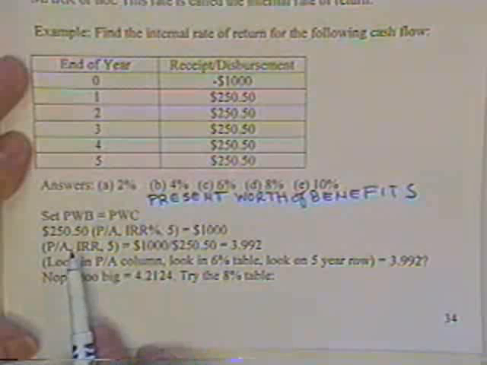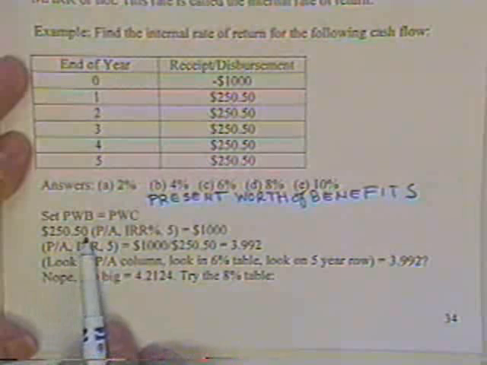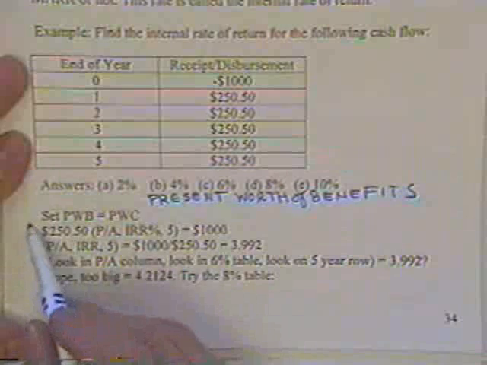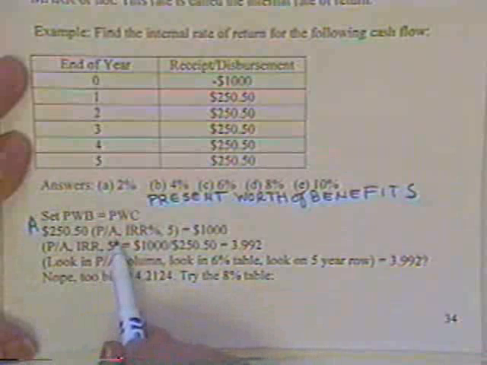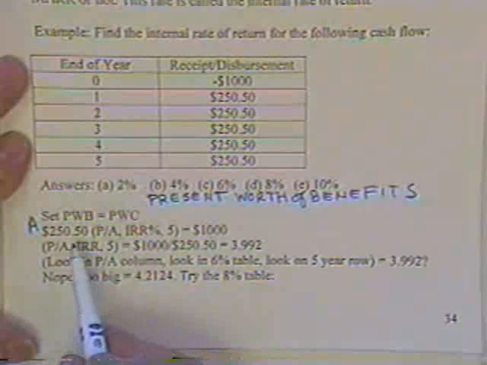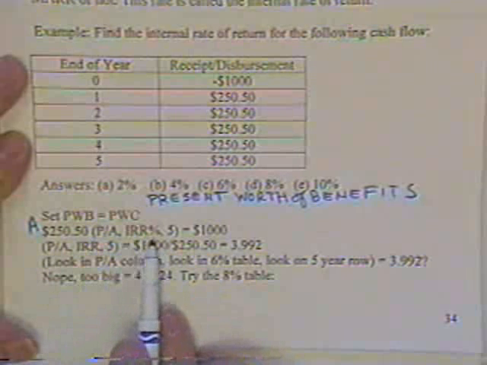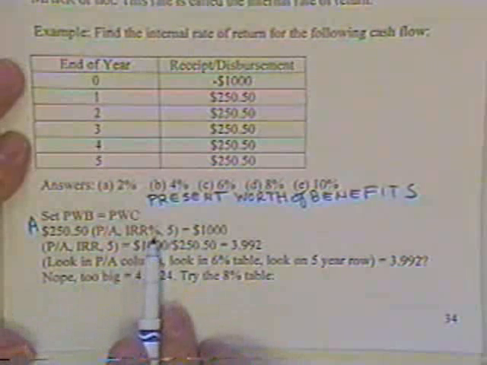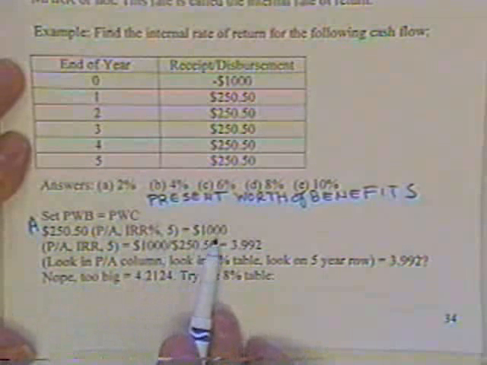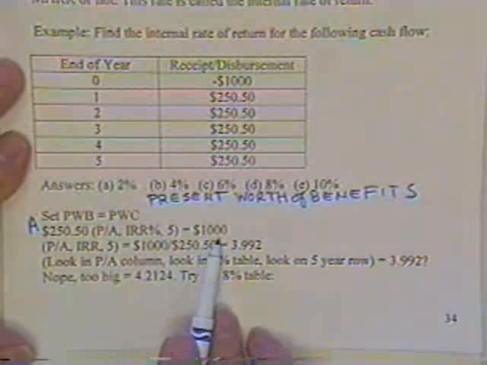Now, here are your benefits. Your benefits are $250 paid annually. So this is an A, and therefore A times P over A would cancel A, leaving me with the present value of this stream of cash flows to me at some internal rate of return, that's to be calculated, for 5 payment periods. The present worth of the cost, well, there's only one cost, and it's all right now, presently, $1,000.